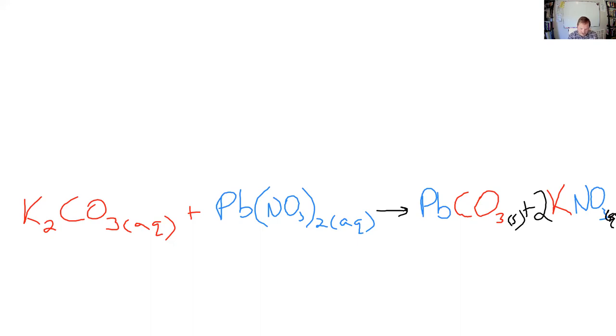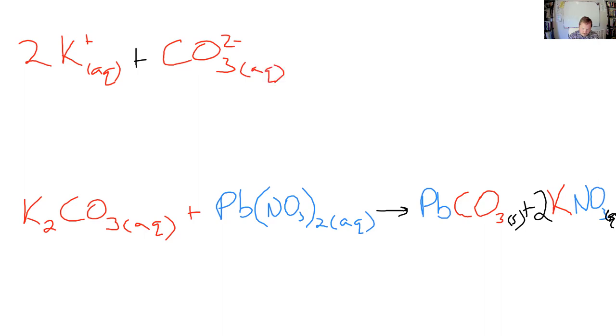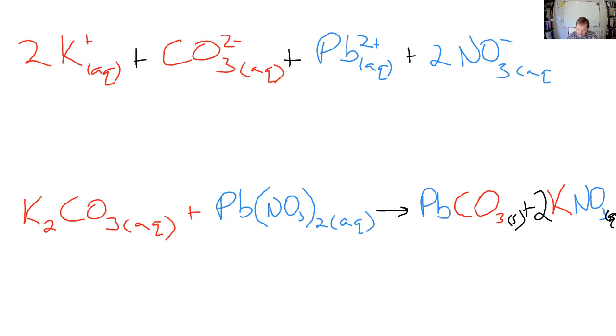To write the total ionic equation, we draw everything that's there. So 2 potassium aqueous plus carbonate aqueous plus lead 2 aqueous plus two nitrates aqueous. That's our reactant side.